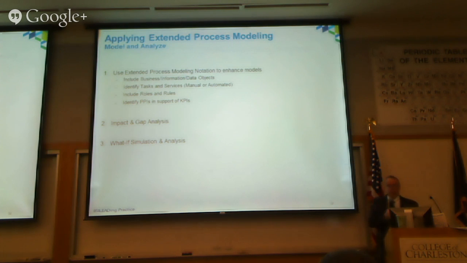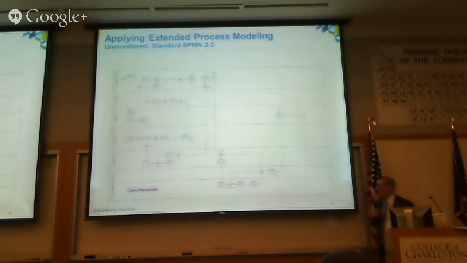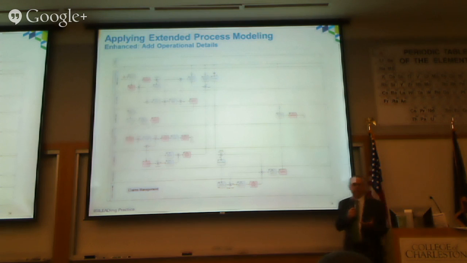All right, so now we're going to use the notation with the information we've captured in the strategy and the model, and then run some gap analysis on that as well, and then run what-if simulation. Okay, here's an example of an unmonitored standard BPMN 2.0 model. Now, there are elements that are simply missing, and one of the first is being able to add these other types of tasks to the model to help articulate what is actually happening.